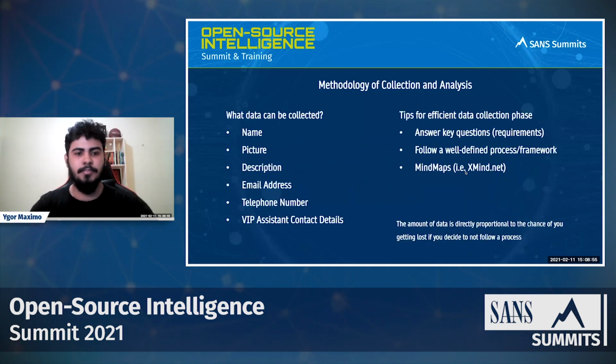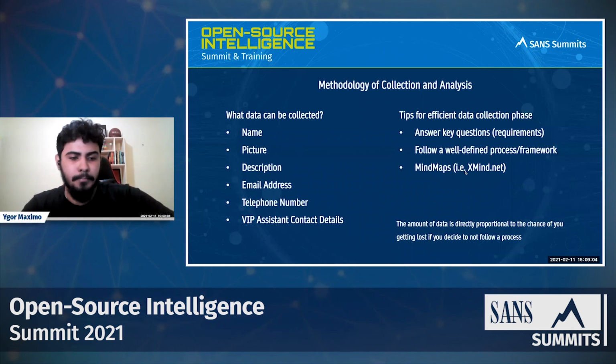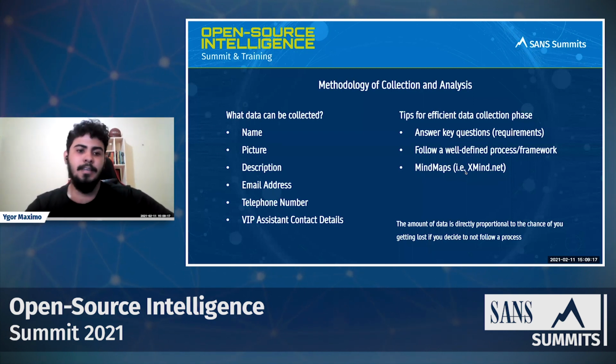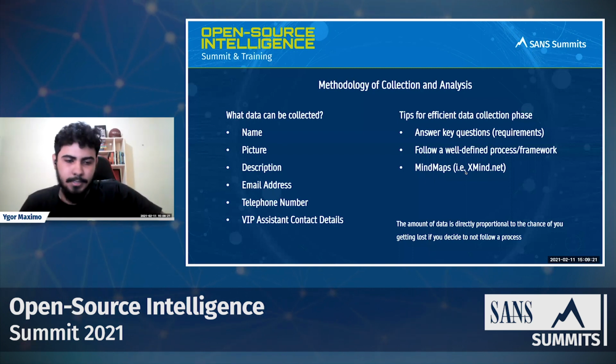So, about the data of VIPs that can be collected. Here I listed a couple of them that are important in an investigation. The name, the picture, description, email address, telephone number, and VIP assistant contact details, which is rare, but it is still possible to find the VIP assistant contact details. Where did I extract this kind of data from?